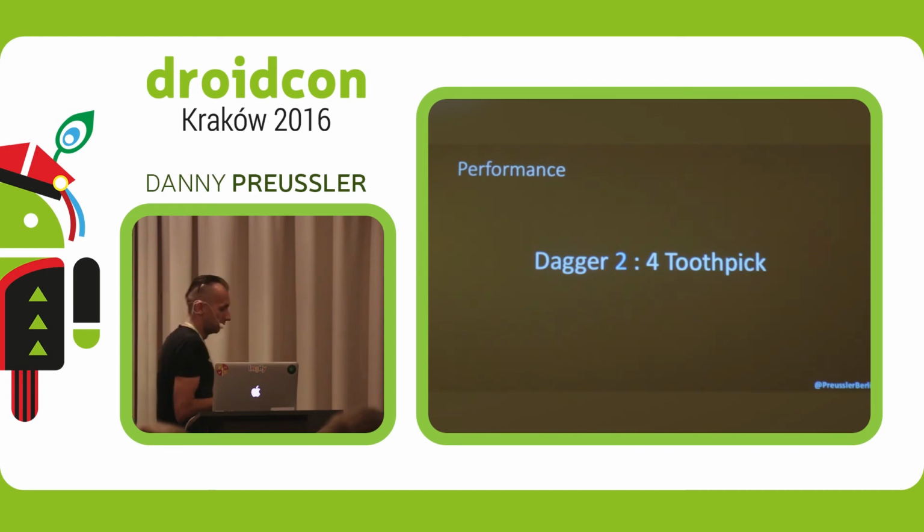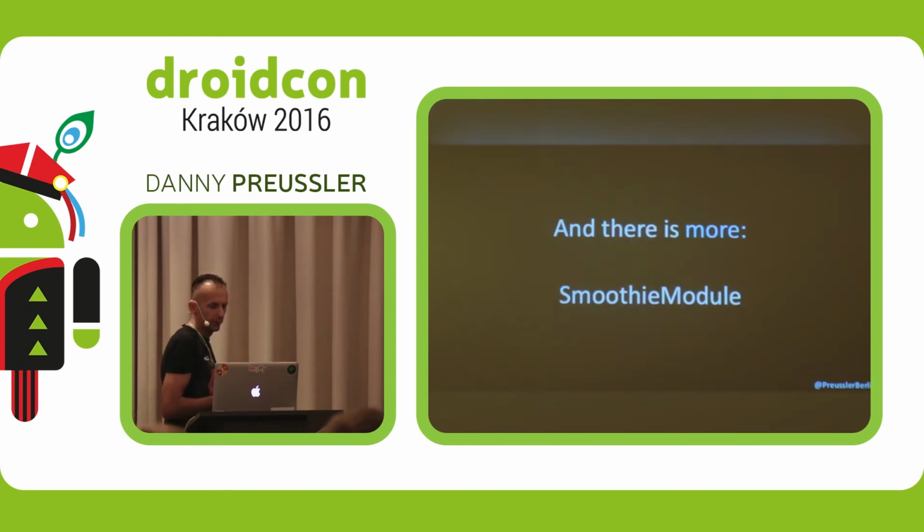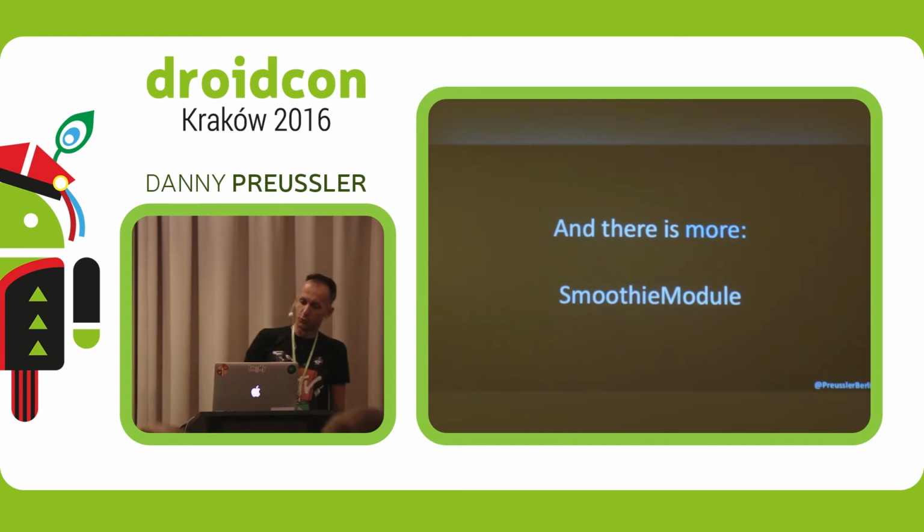But this is far from what something like Roboguice would have. We would have hundreds of milliseconds here. But there is more that Toothpick brings you. For example, it comes with something called a smoothie module.